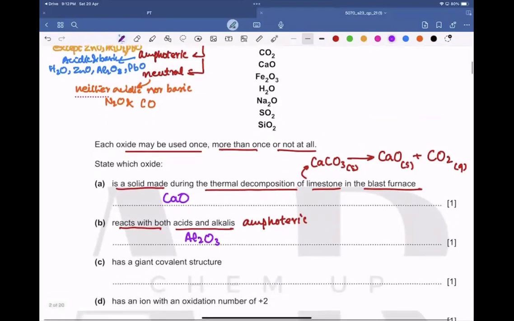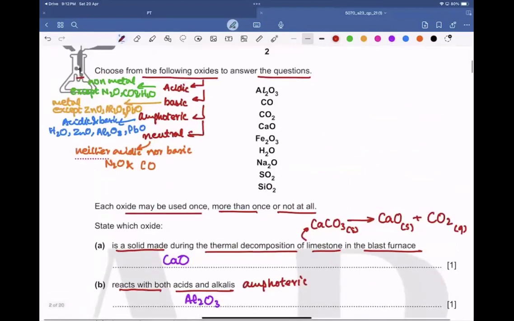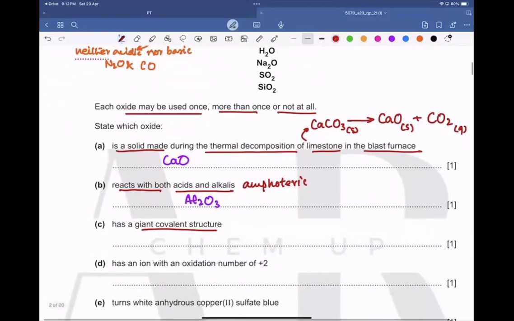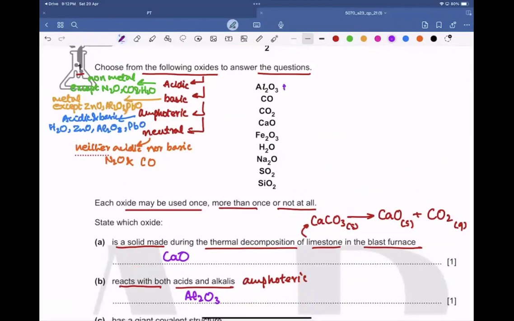Has a giant covalent structure. Among these, which one has a giant covalent structure? Very good, Rahim. Very good, Wara. Very good, Mustafa. Very good, Khatija. So it's silicon dioxide. If you see, this one is ionic, this one is ionic, this one is ionic, this one is ionic. These are covalent, covalent, covalent, covalent, covalent. And this covalent is giant.